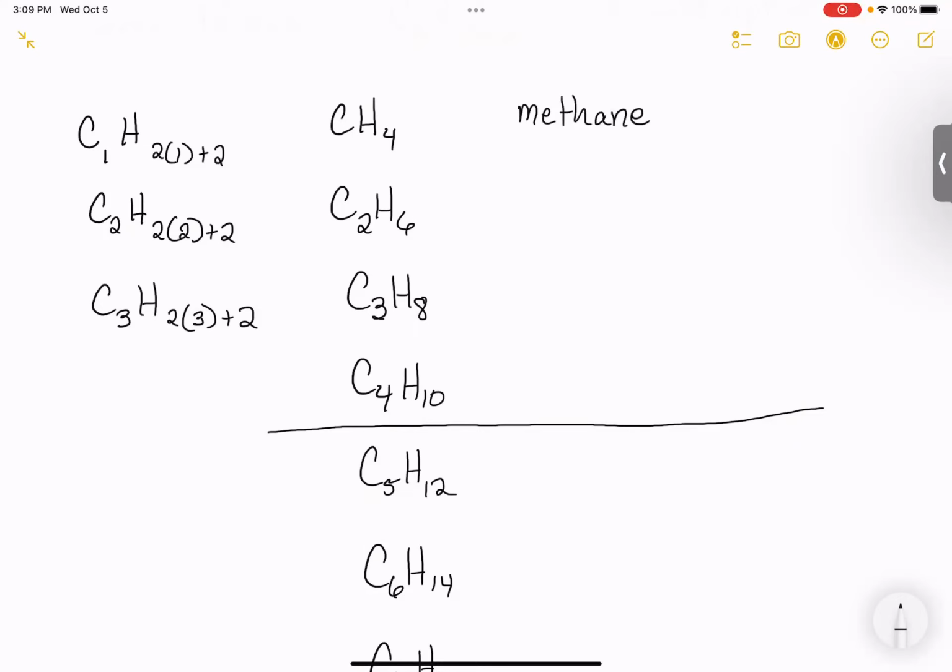Lots and lots of things excrete methane gas. When you hear about cows excreting methane gas, they're talking about the cow excreting CH4. The next one is called ethane.